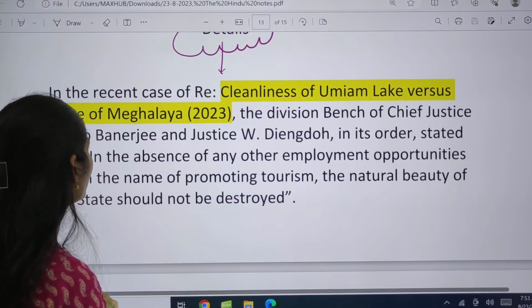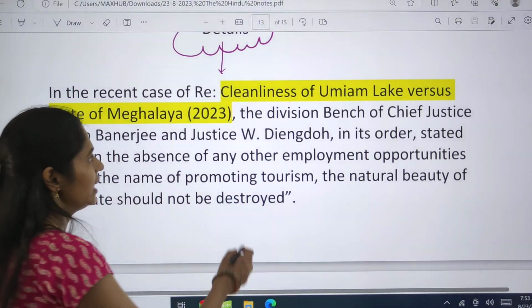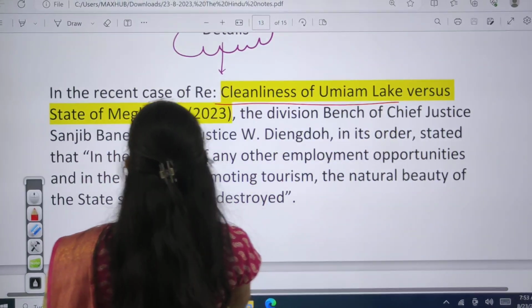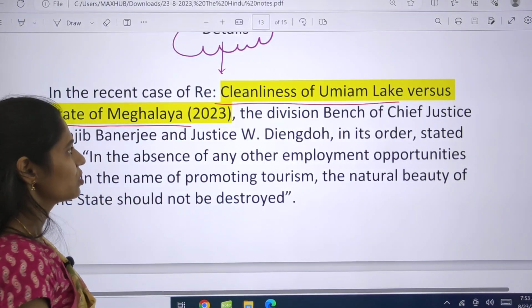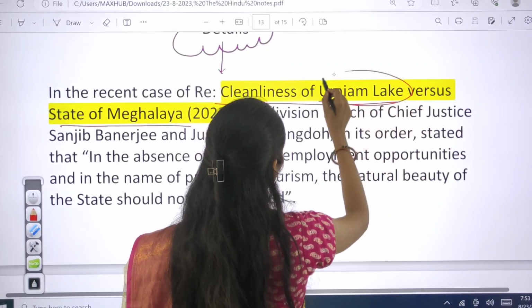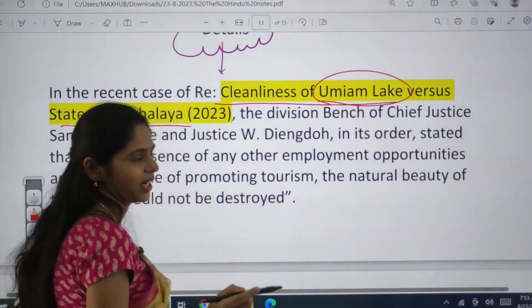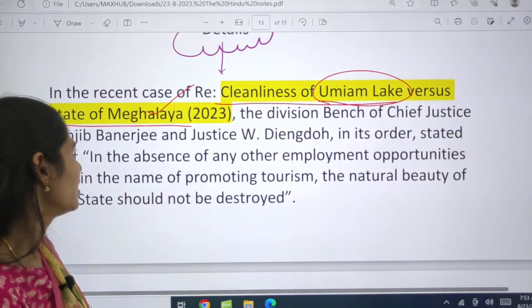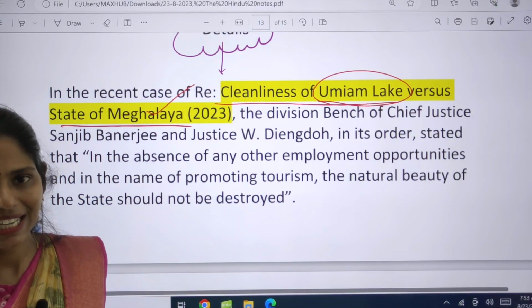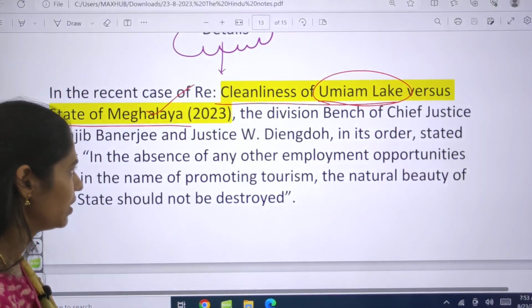Recently, in one important case, the cleanliness of Umiam Lake versus the State of Meghalaya, there is one more prelims fact. You can get a question that Umiam Lake was seen in the news recently: in which state is it located? In Meghalaya. Please make a note of this. The case is Cleanliness of Umiam Lake versus State of Meghalaya, 2023.